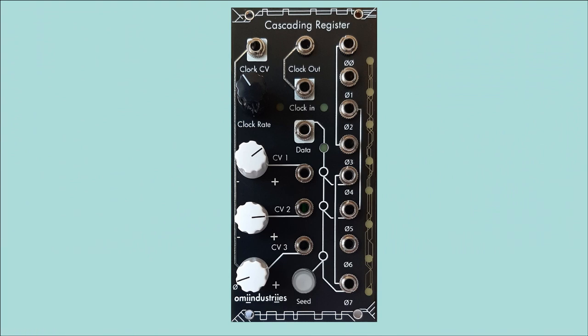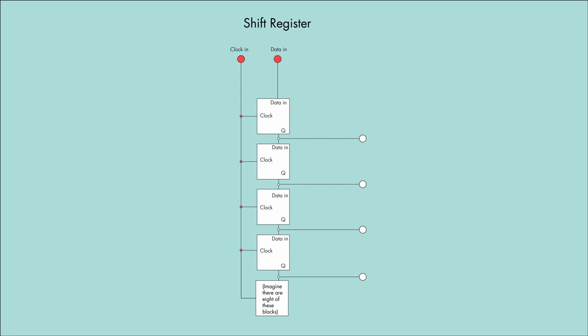A brief explanation of shift registers. A shift register has two inputs, a clock input and a data input. The cascading register is a digital shift register, so the data input only accepts two states, on or off, high or low, 0 or 1. On the rising edge of a clock pulse, a shift register looks at the data input and passes that state into the first stage of the shift register. So if the data input is high, it moves a high state into the first stage of the shift register, turning the first gate output on. If it's low, it moves a low state into the first stage, turning the first gate output off.